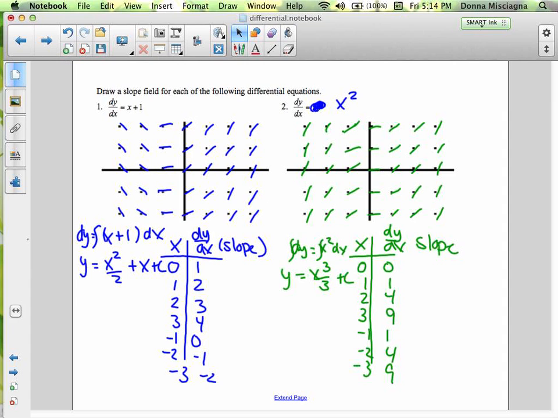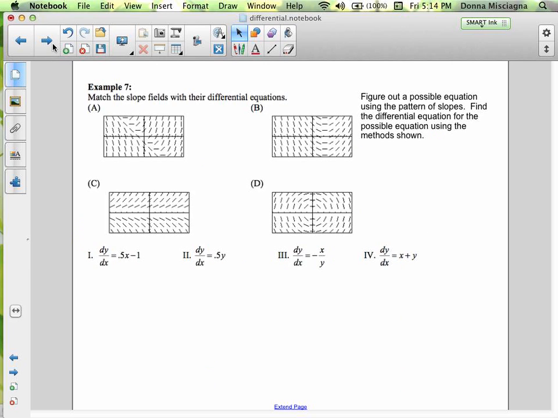Translated up and down, not right and left, but up and down. So you can kind of envision these functions. We're going to match the slope fields with the differential equations. Figure out a possible equation using the pattern of slopes. You can find the differential equation for the possible equation using our methods shown. Right? Some of these we can integrate.